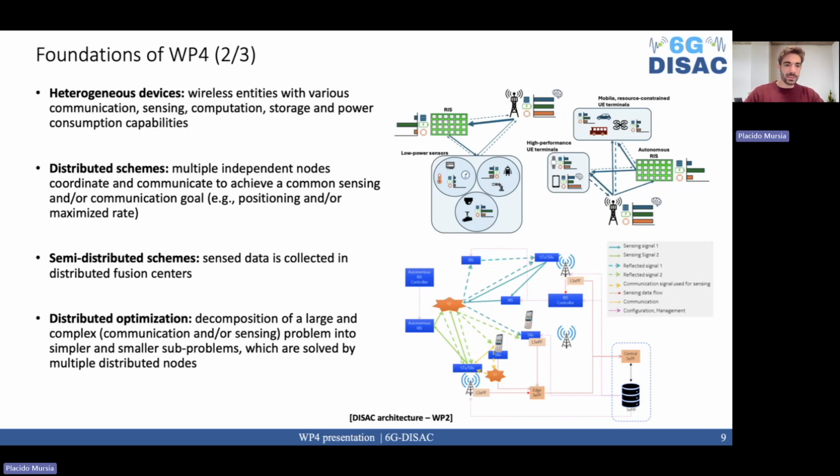Associated to distributed schemes is distributed optimization, which means starting from a large and complex optimization problem, which may be a communication, sensing, or both, and dividing it into simpler and smaller subproblems, which are solved by the multiple distributed nodes.